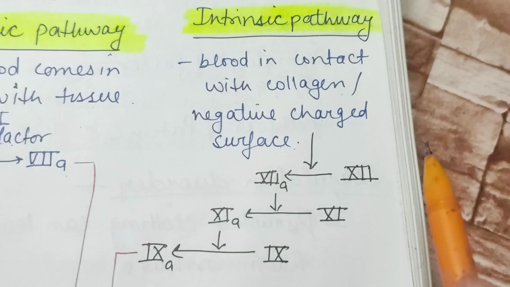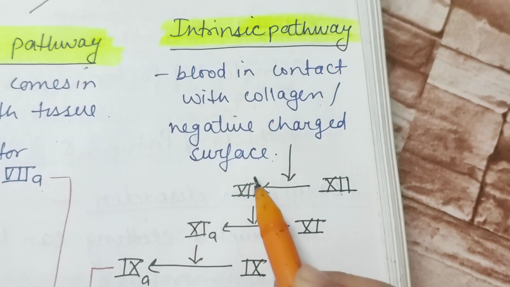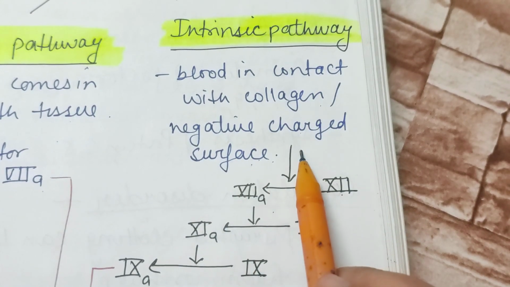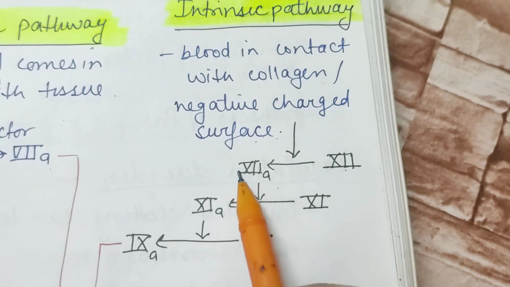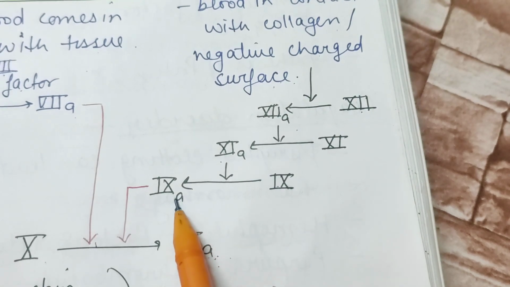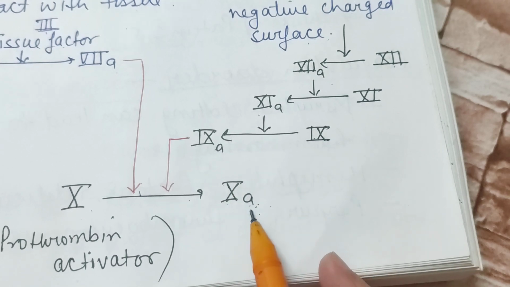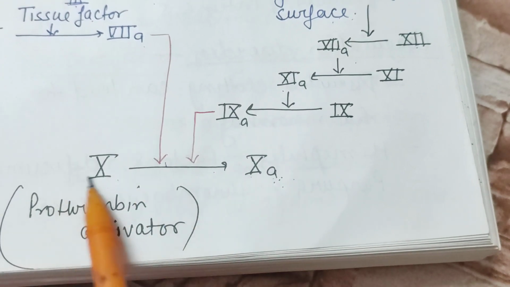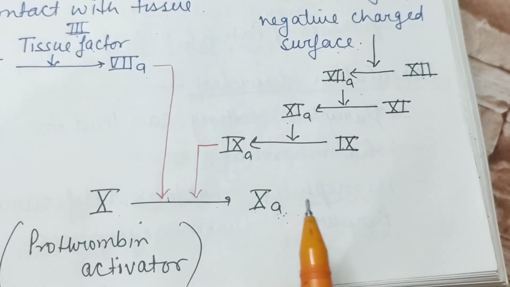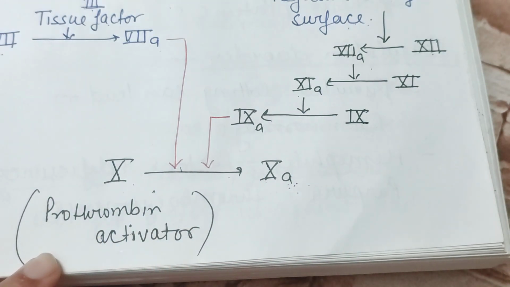What about intrinsic? In the intrinsic pathway, factor 12 is in inactive form in blood, which becomes factor 12A whenever blood comes in contact with a negatively charged particle. Intrinsic pathway starts. Factor 12 becomes activated, which further activates factor 11, and which further activates factor 9. Now factor 9 can activate factor 10 and convert it into activated factor 10. So now factor 10 is a common pathway which can be formed by either the extrinsic or intrinsic pathway. Okay, now the ultimate goal is your factor 10, which is prothrombin activator. Okay, now step 1 is complete.